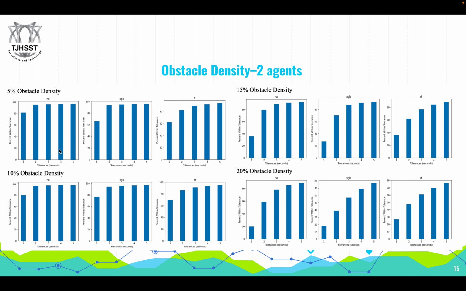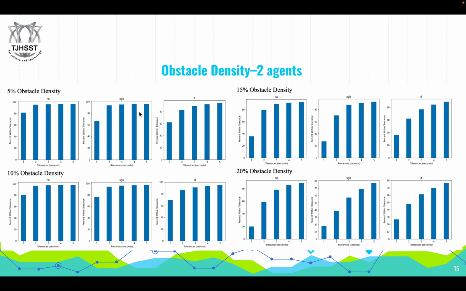So we have the obstacle density of two agents. This is a little bit more data I wanted to collect. So I varied the obstacle density of the maps, which means how many obstacles there are per the 32 by 32 grid that I inputted. So a 5% obstacle density would mean 5% of those squares are covered in obstacles. And I varied it by increments of 5%.